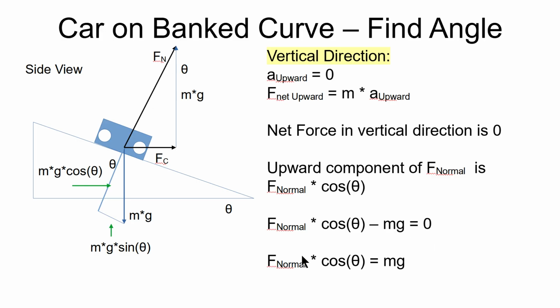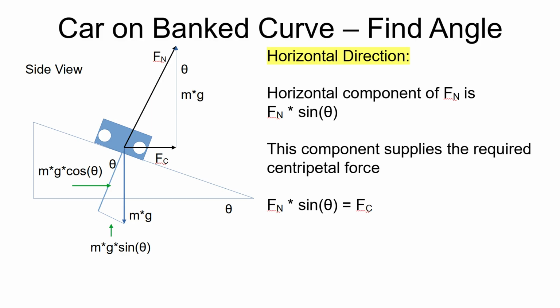So we can deduce that F normal times the cosine of theta is equal to mg. Remember, we're trying to find the theta. We're putting together some clues here to enable us to find theta. So what happens in the horizontal direction? The horizontal component of Fn is Fn sine theta, and that's equal to our centripetal force.